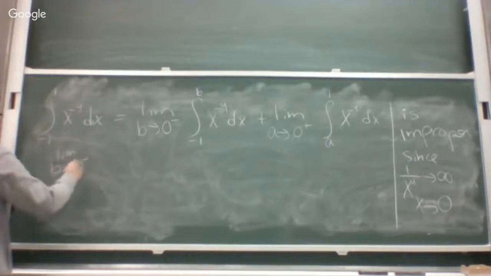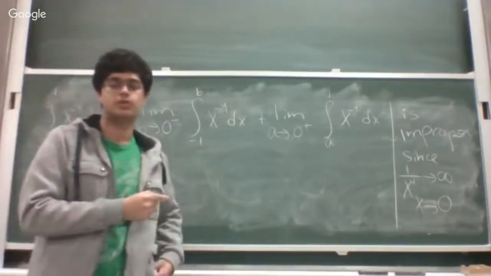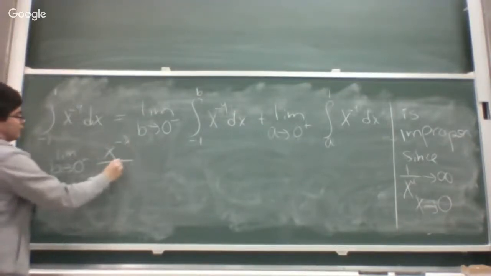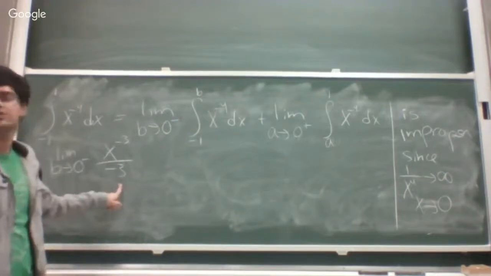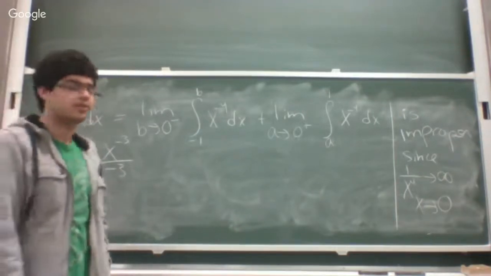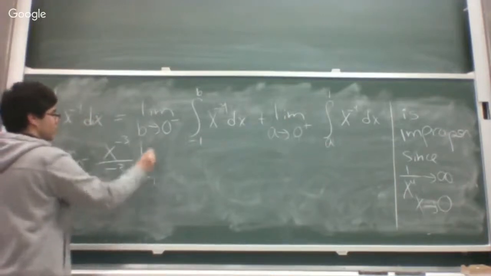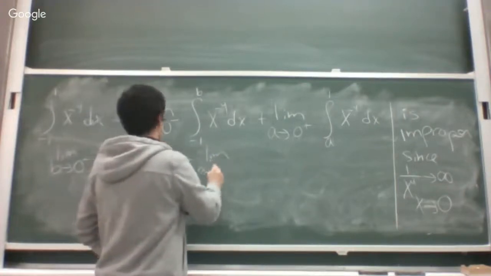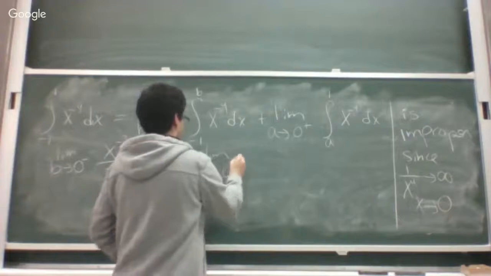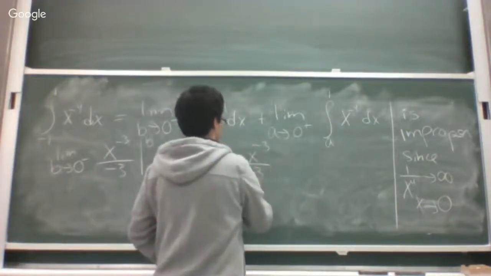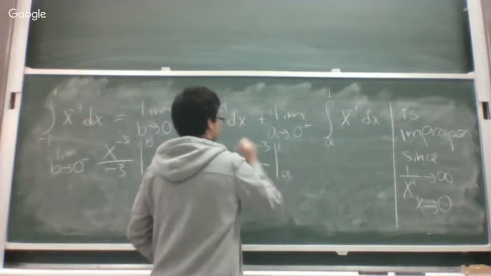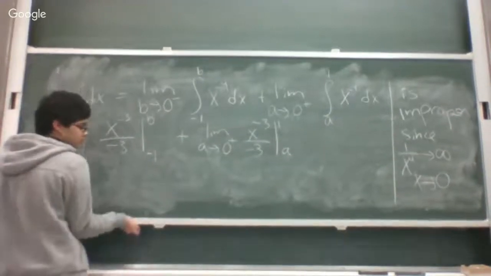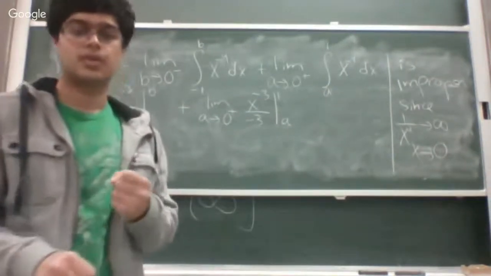Limit as b approaches 0 from the negative side. What's the integral of x to the -4? X to the -3 over -3. You need to remember -3. And then we need to show that we're going from -1 to b, plus the limit as a approaches 0 from the positive side of x to the -3 over -3 from a to 1. You definitely need to show the a and the b, or you lose all your points.